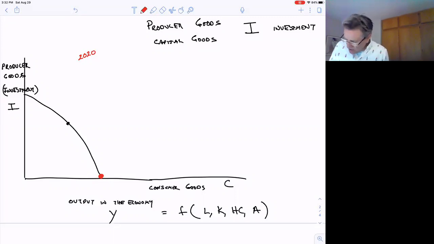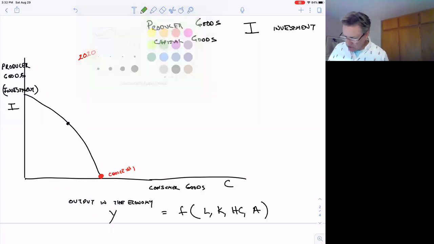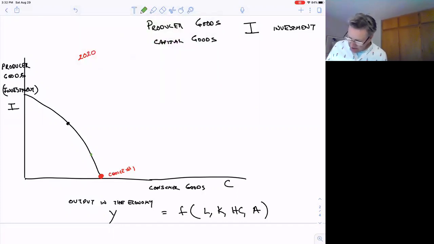So now choice number one, we'll call this choice number two, would lead to the PPF in 2021 being in the same place. Now, what about a different choice? Let's say the people in this economy choose to be at this point in the economy during 2020. That would mean that they make this amount here of investment goods, and they produce this amount here of consumer goods.